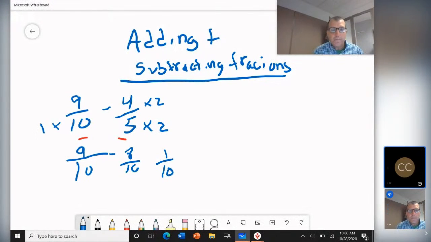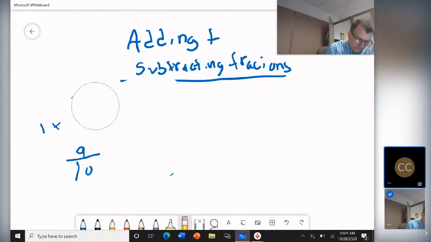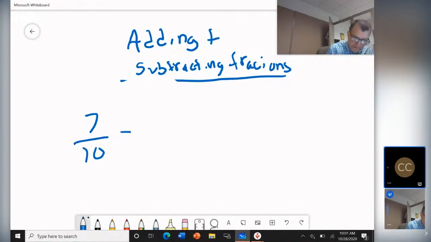That one was a little bit easier because most of us are familiar with our 5s and 10s, so we know that 5 goes into 10 2 times. So that one, hopefully, you guys got to right away, knew what the least common multiple was. Let's do another one here. So we're going to do 7 over 10 minus 2 over 3.